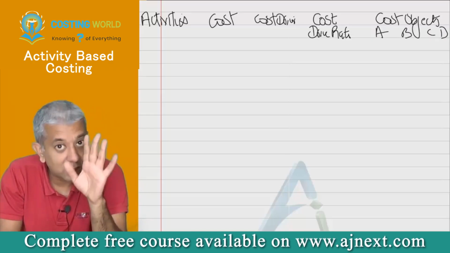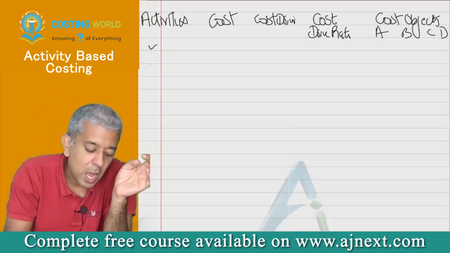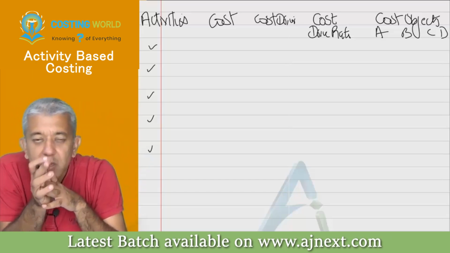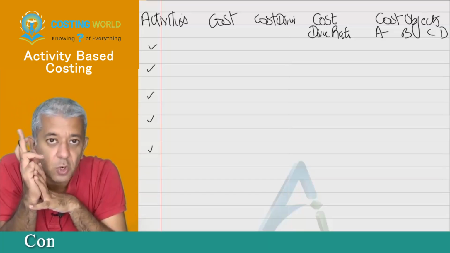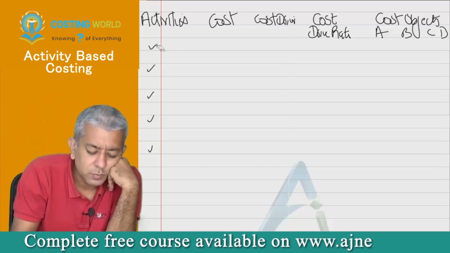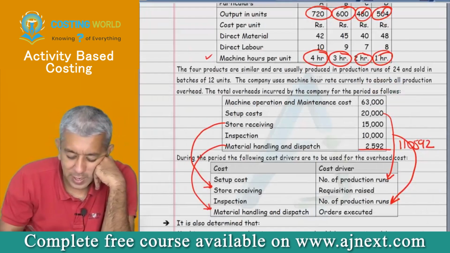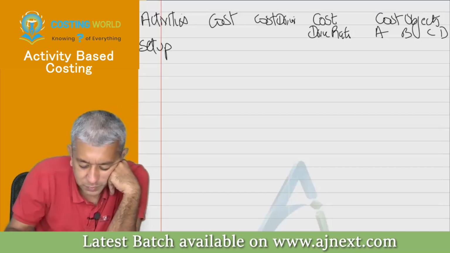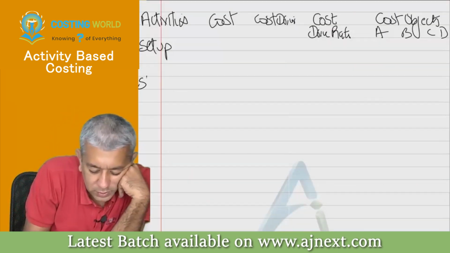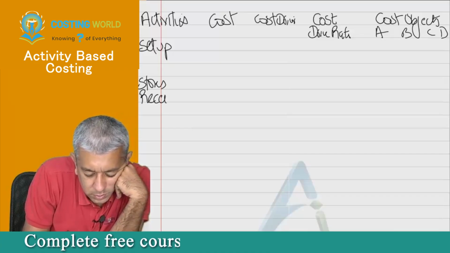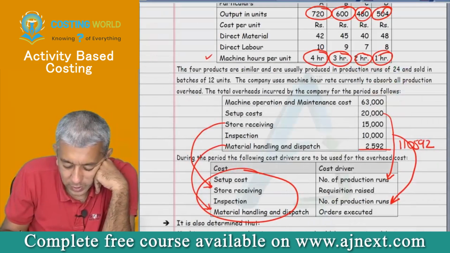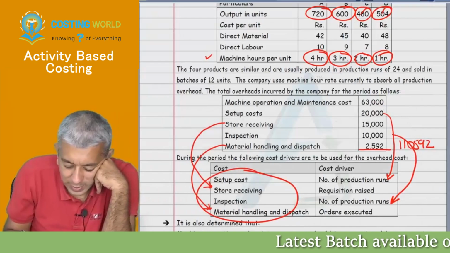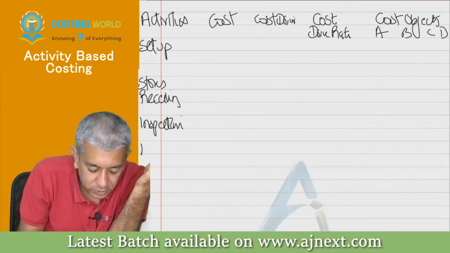Now, most important, think before you utter the first word. How many activities will you have in this particular question? Think before you tell me. 4. Because the first cost will get divided among the other activities, no? So, therefore, in this particular case, I have these 4 activities. Just wait, please don't write. One is setup. One is stores receiving. Then you have inspection, and then the last one you have material handling and dispatch.